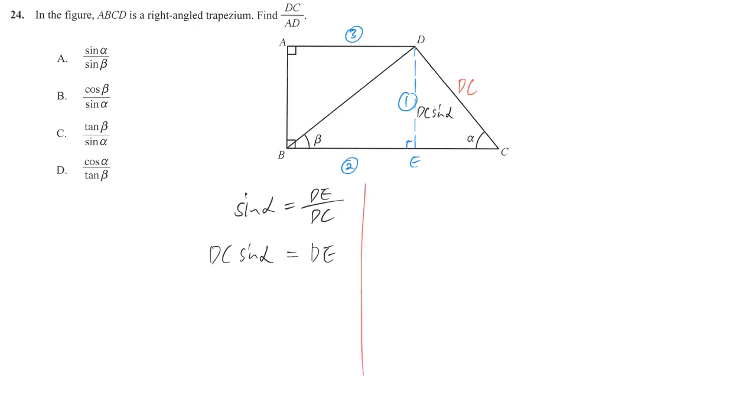In the second stage, I try to find out the connection between DE and BE. So to beta, this is opposite. To beta, this is adjacent. So opposite and adjacent, to choose a suitable ratio, we choose tangent. Tangent beta should equal the opposite DE divided by the adjacent BE here.